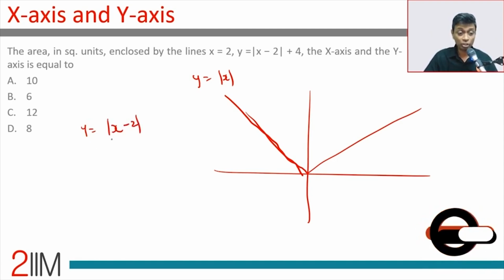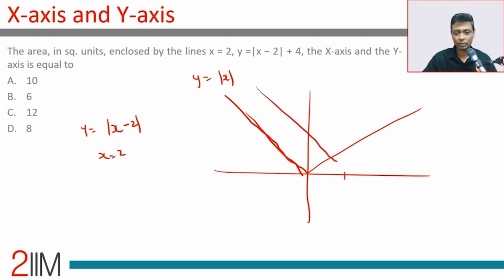Now I want y equal to modulus of x minus 2. Think about it. This will go to 0 when x is 2. Shifting it to the right. Y equal to mod x is like this. Y equal to modulus of x minus 2 will be like this. How will y equal to modulus of x minus 2 plus 4 be? Add 4. 1, 2, 3, 4. It will be a line like this.